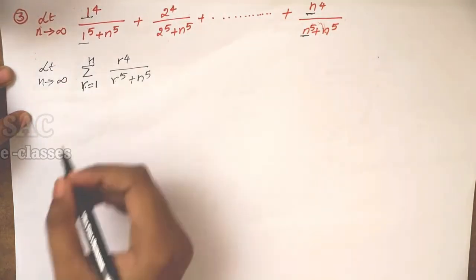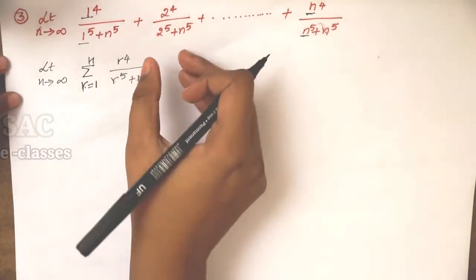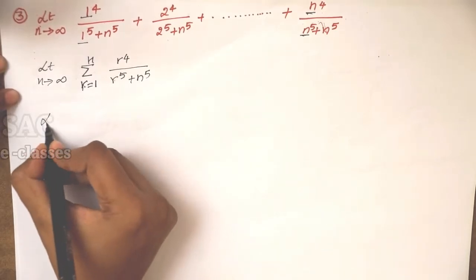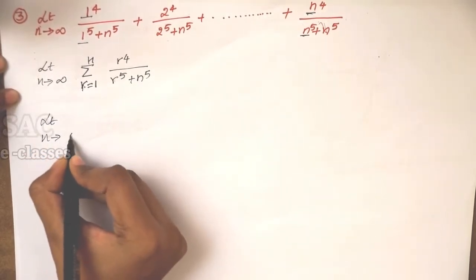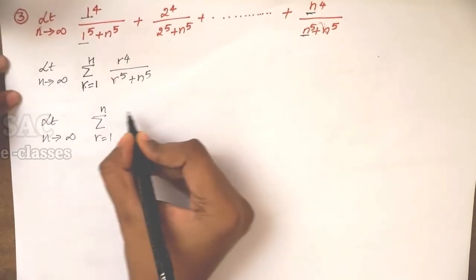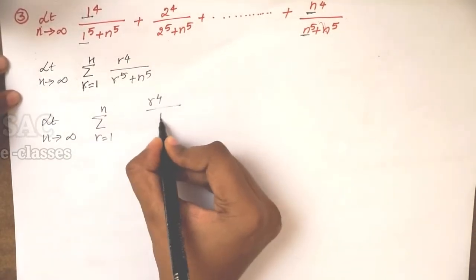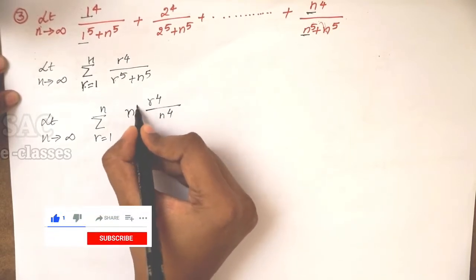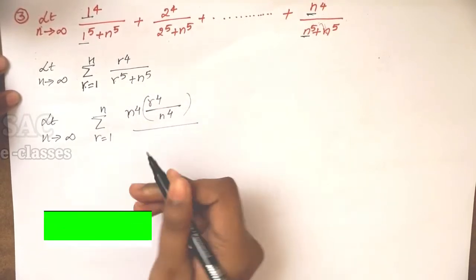To convert it into the integration form, what is missing? The 1 by n term is missing. So limit n tends to infinity, sigma r equal to 1 to n. Just divide with n power 4 here and multiply with n power 4.